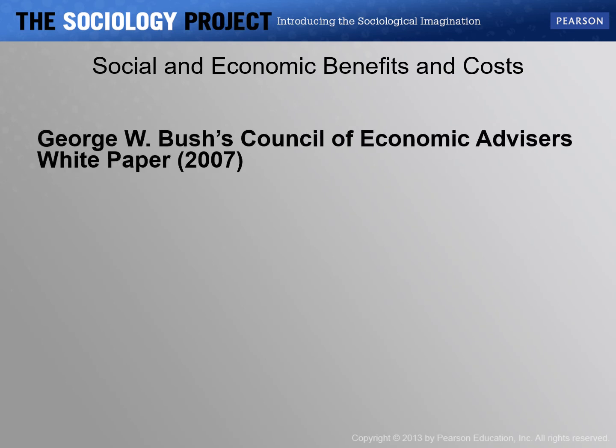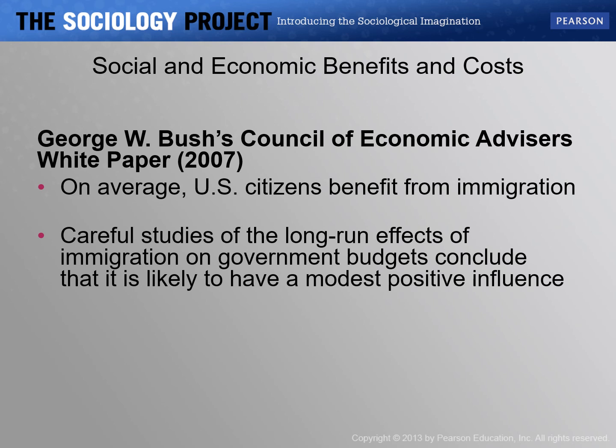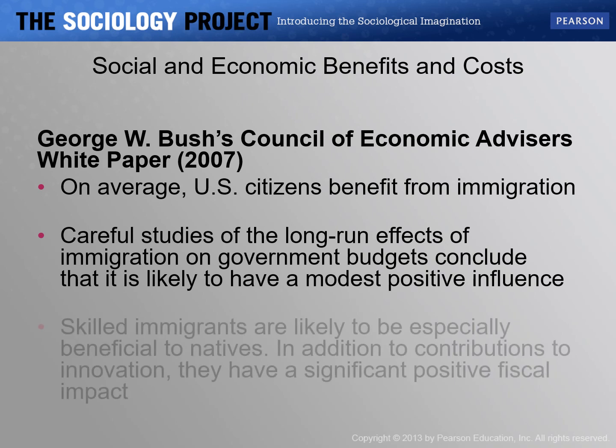George W. Bush's Council of Economic Advisers, in white papers in 2007, showed that on average, U.S. citizens benefit from immigration. You wouldn't know that today, though. Careful studies of the long-run effects of immigration on government budgets concluded that it is likely to have a modest positive influence. We need to keep in mind, too, that most everyone that's listening to this, or for that matter in this country, were at some point immigrants to the United States. And we fare pretty well.